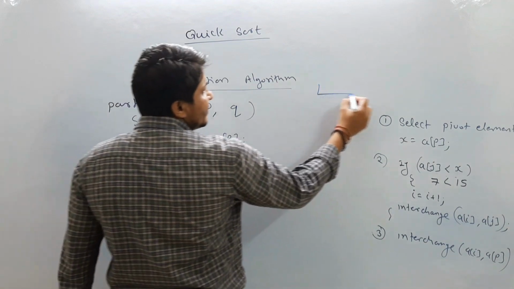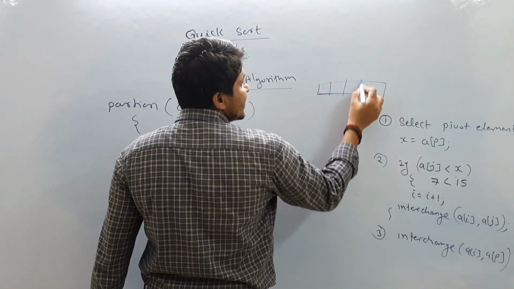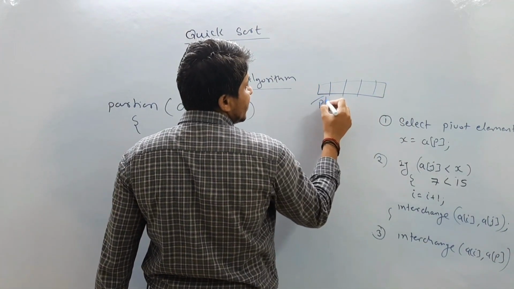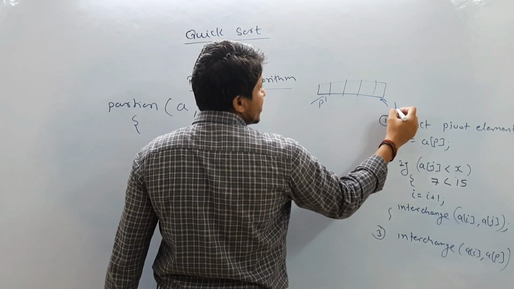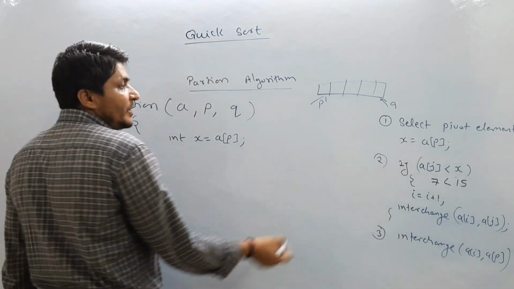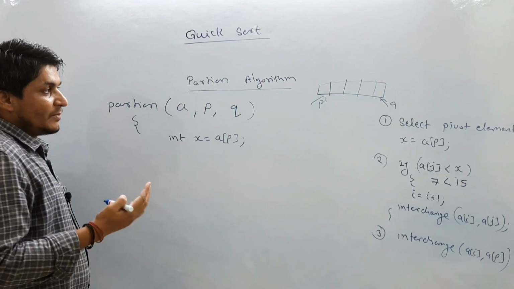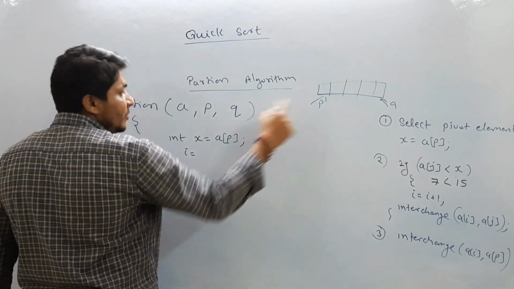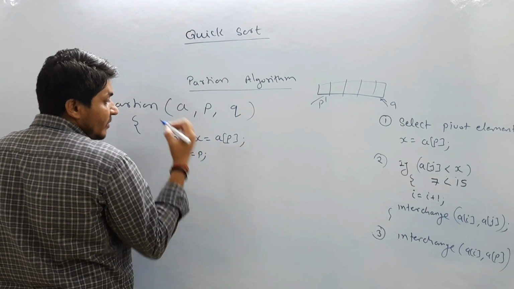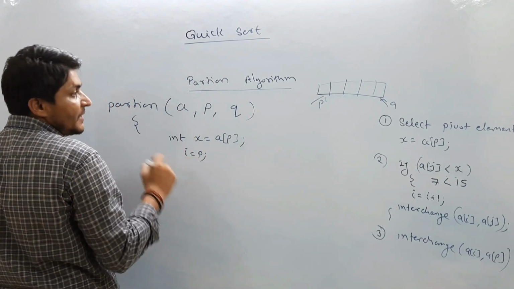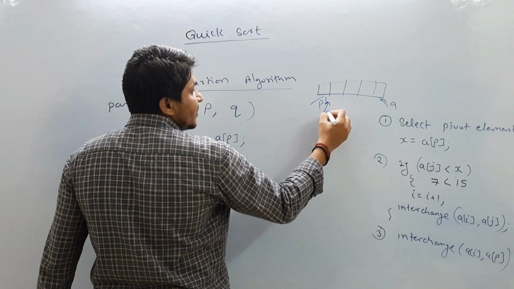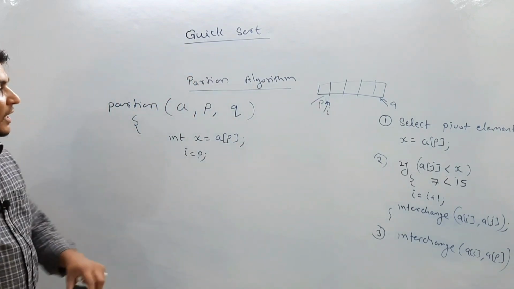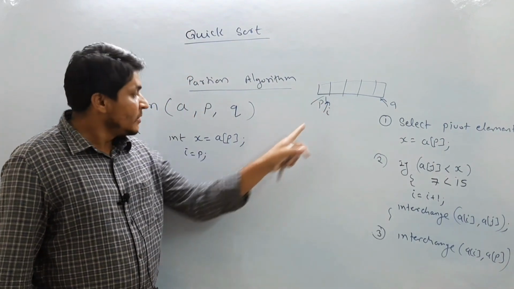Now what we are doing, so this is our first element. So p is pointing to the first index number, q is pointing to the last index number. Now we are bringing in another two variables i and j. We will assign the p value to i. So i will start pointing to index number 1.